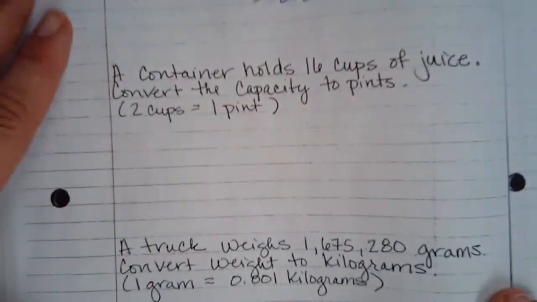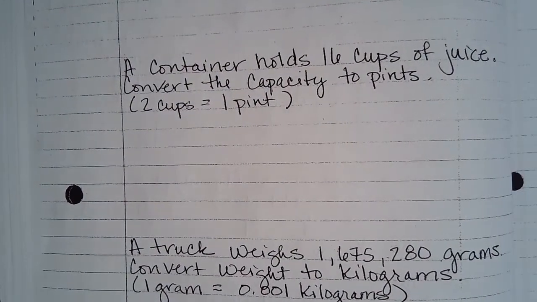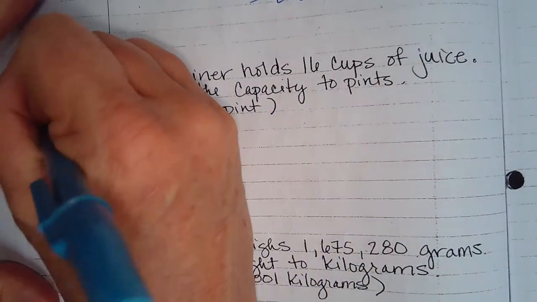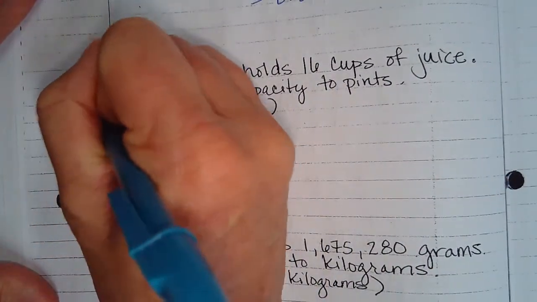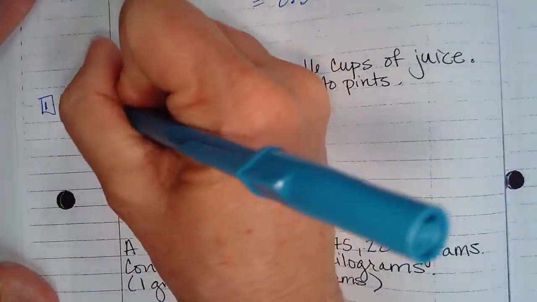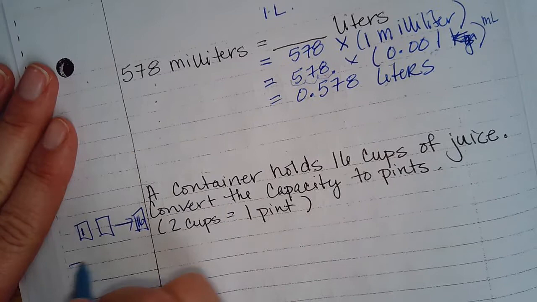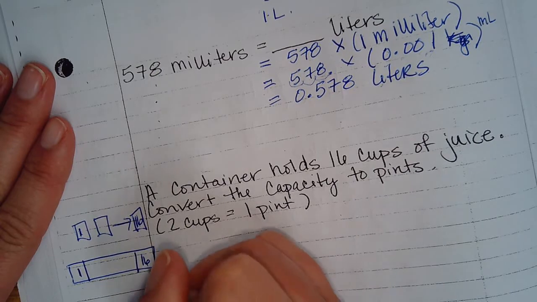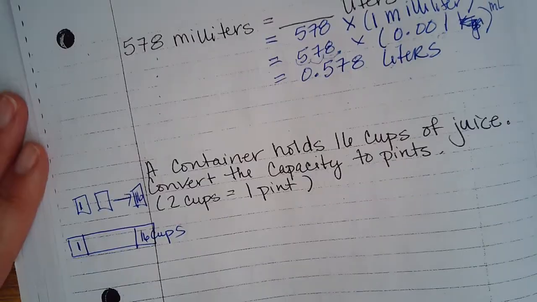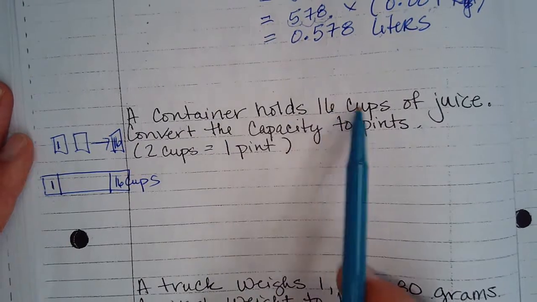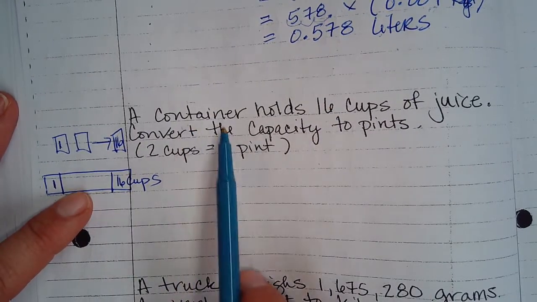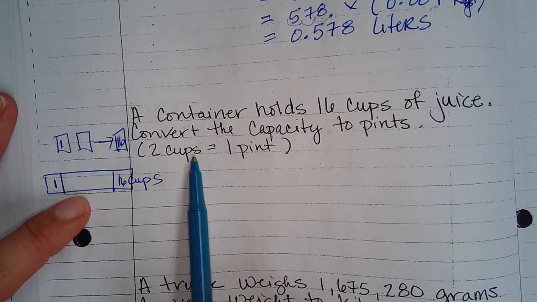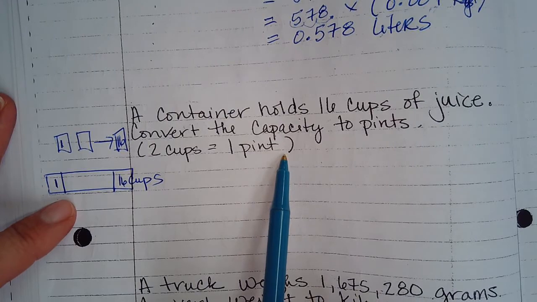Okay? All right. Last but not least, a container holds 16 cups of juice. So all the way up to 16. So here's 1, here's 16. So this is kind of like a tape diagram. Here's 1 cup, all the way to 16 cups. All right, so a container holds 16 cups of juice. Convert the capacity to pints. Remember, 2 cups go into 1 pint.